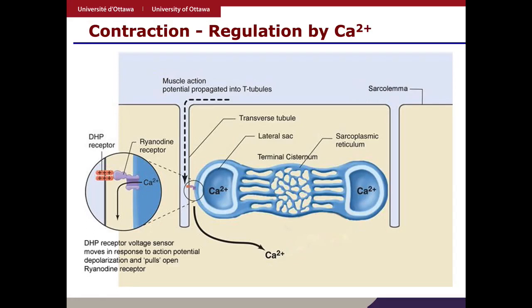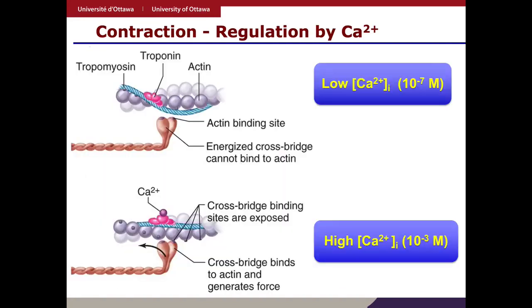However, we still haven't seen how calcium regulates contraction. In resting muscle, the cytoplasmic calcium concentration is low, about 10^-7 molar. The myosin binding sites on actin are covered by tropomyosin, preventing the myosin heads from binding. The opening of calcium release channels in the SR allows calcium to flood out, raising the cytoplasmic calcium concentration 1,000-fold to about 10^-3 molar.